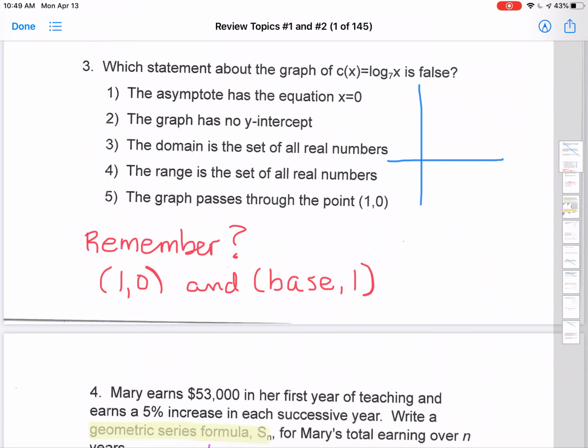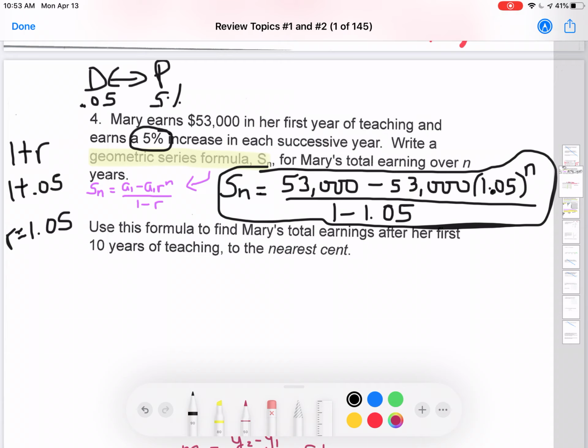Now, also look here, we're writing a formula, so that means we're going to have 2 variables, right? So our first answer to the question here is not going to be a number. It's going to be like you're going to have a y and you're going to have an x, except S sub n is your y. So my initial is 53,000 minus 53,000 times your common ratio raised to the n, that's like your x, all over 1 minus 1.05. That's your first answer. Don't do anything with that. That's it. You're writing a model, an equation, a formula, something that we can use to predict. So that's it right there.